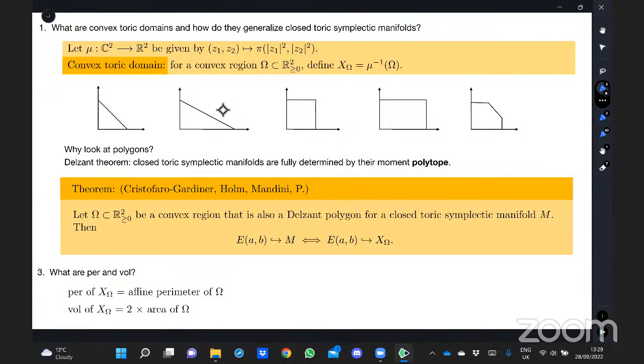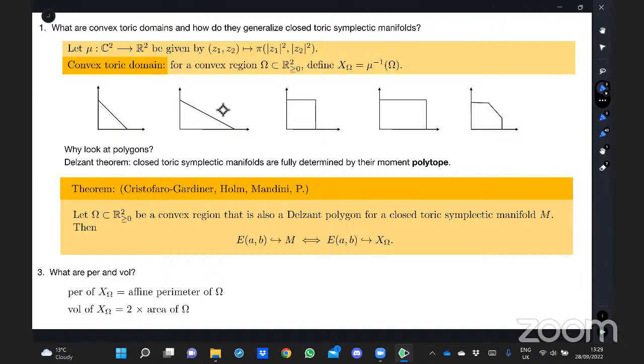All right, so finally, the last two questions that I owed you from reading the statement of this theorem, and also because I need this to be able to talk about the rest of the results. What are convex toric domains? And how do they generalize closed toric symplectic manifolds?